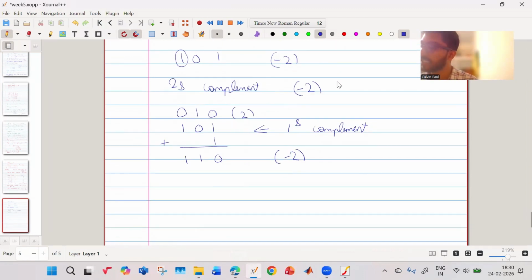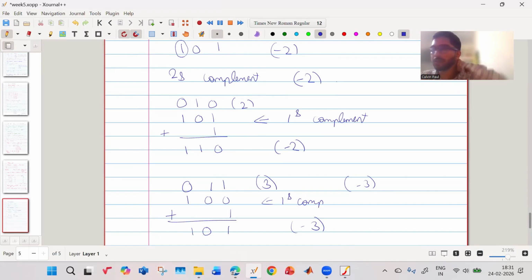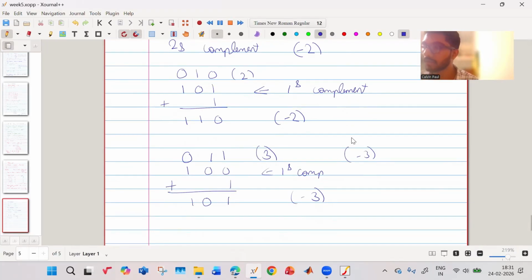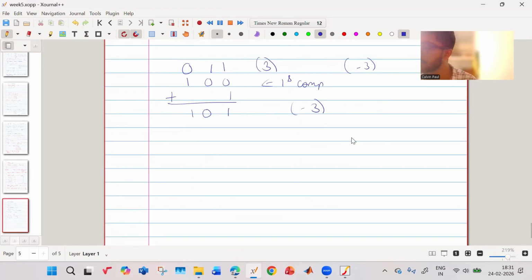Okay. Let's take one more example. I have 0, 1, 1. This is for plus 3, but I want to represent minus 3. So I make this 1, 0, 0. Okay, this is the ones complement of it. Then I'll add plus 1. So this becomes 1, 0, 1. So this signifies minus 3. Okay, this signifies minus 3. So we saw various representations. So now let us see the range.